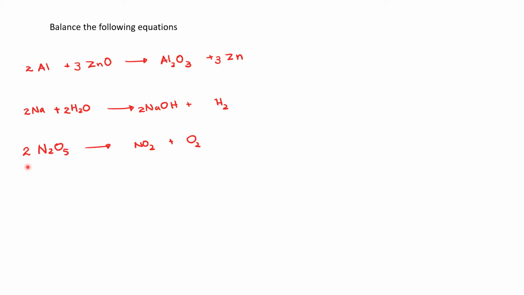multiply 2 by this side, and let's see what happens. If you add 2 to this side, it makes 4 nitrogens. So you are going to do 4 here, and that changes your number of oxygens. Let's count the number of oxygens. So in this side now have 4 nitrogens and 10 oxygens. Now in this side we have 4 nitrogens and 8 plus 2, 10 oxygens. So this is your balanced equation.